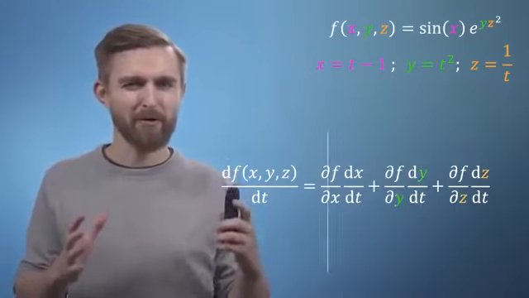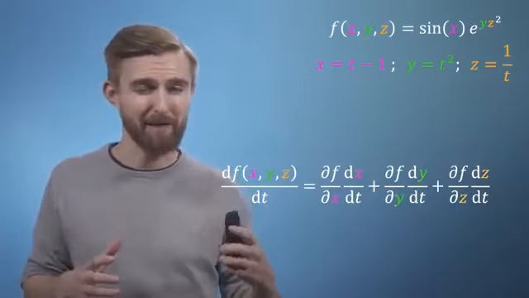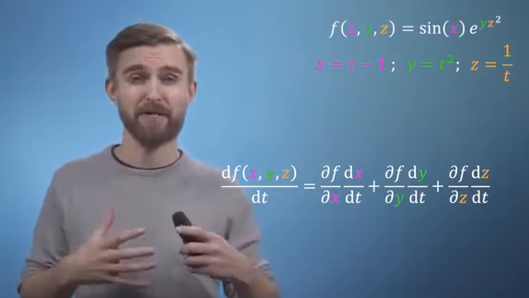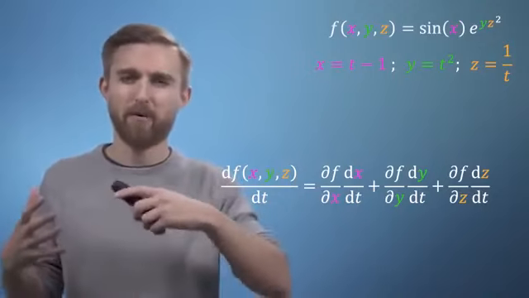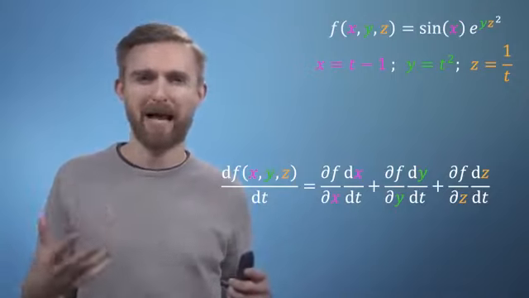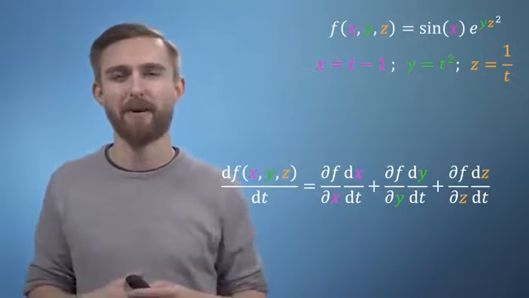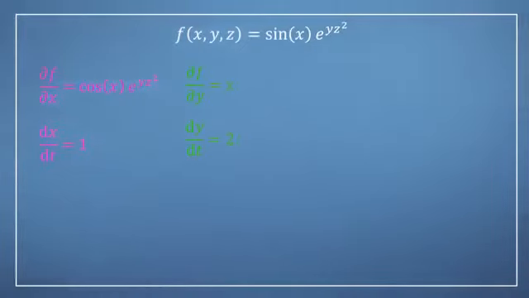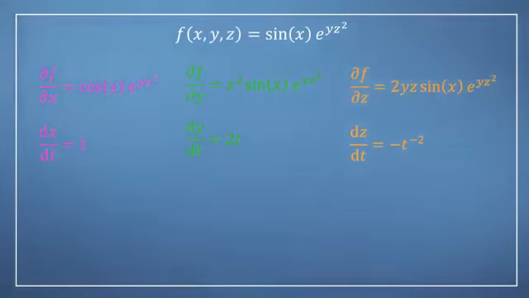Since we've already got our three partial derivatives of f with respect to x, y, and z, now we just need to find the derivatives of the three variables with respect to t, and we'll have all the things we need to evaluate our expression. So, dx by dt is clearly 1, dy by dt is 2t, and dz by dt, if you remember from our 1 over t example, is minus t to the power of minus 2.